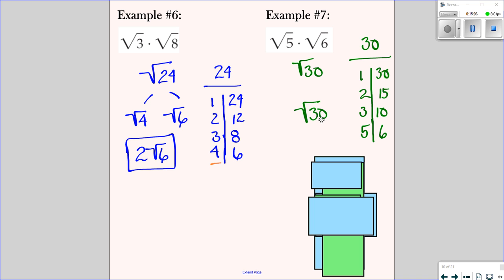So when you do a lot of these problems, you'll know which one to leave underneath the radical and what can be broken down further. So 6 is one of those examples that just stays underneath the radical as is. Same thing with 30.